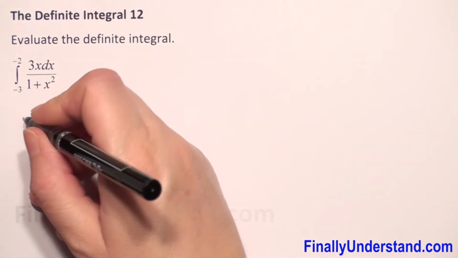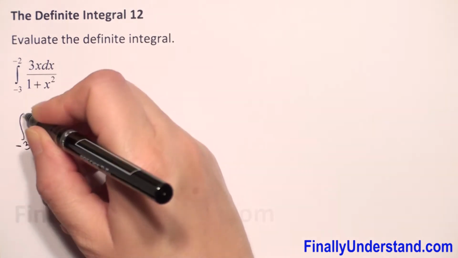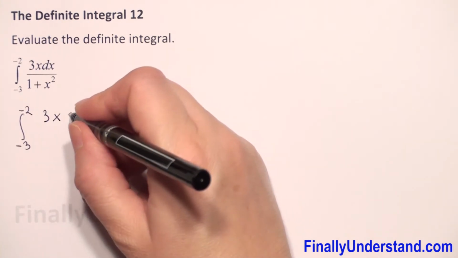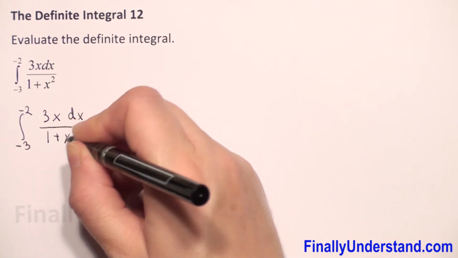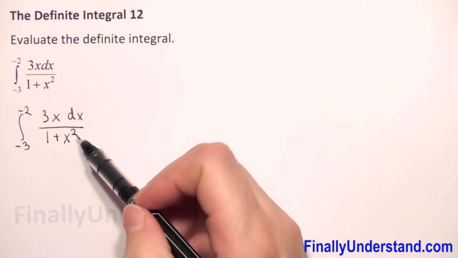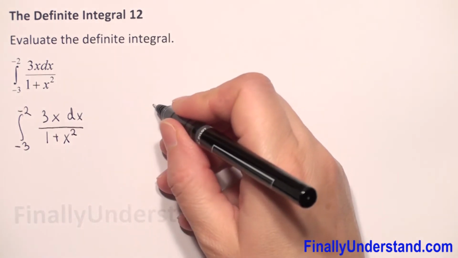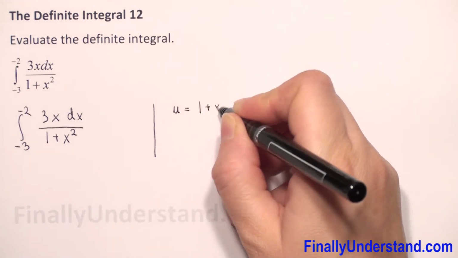So let me rewrite this. We have the definite integral from -3 to -2 of 3x dx over 1 plus x squared. To solve this integral, we will use the substitution method. Let me put u equal to 1 plus x squared.